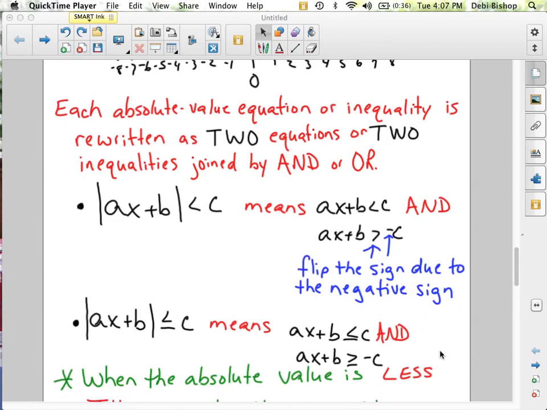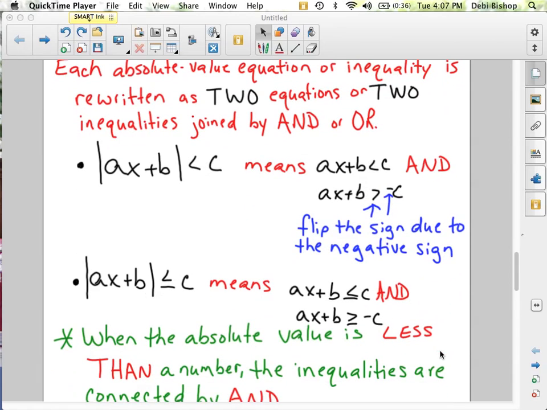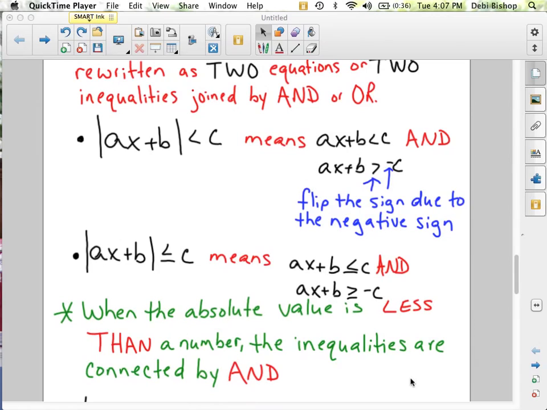And then if you look at this one, the absolute value of ax plus b is less than or equal to c means the same thing. ax plus b is less than or equal to c, and ax plus b is greater than or equal to negative c. Again, we flip the signs. Now notice something. These have and. So when the absolute value is less than a number, the inequalities are connected by the word and. Because once you solve them, you'll see that they will connect on your graph, and those types are compound inequalities that are connected with the and.